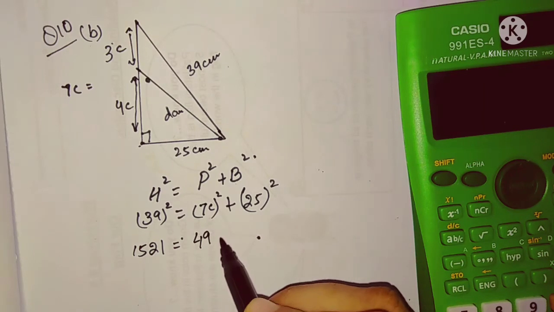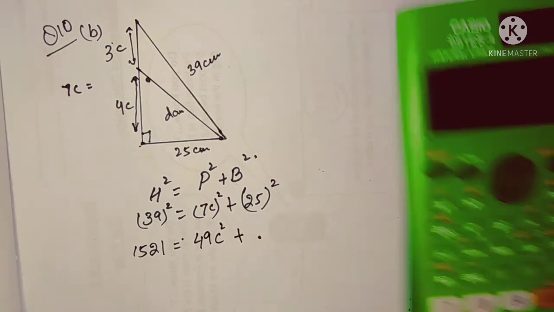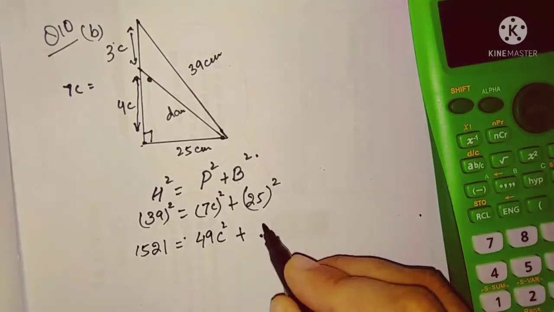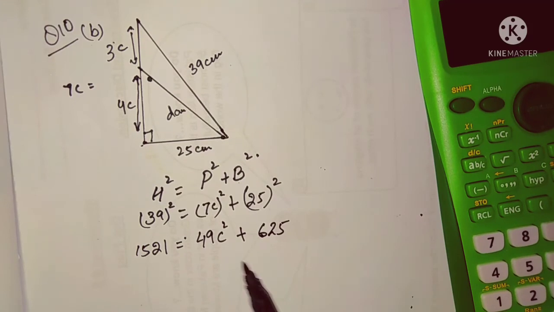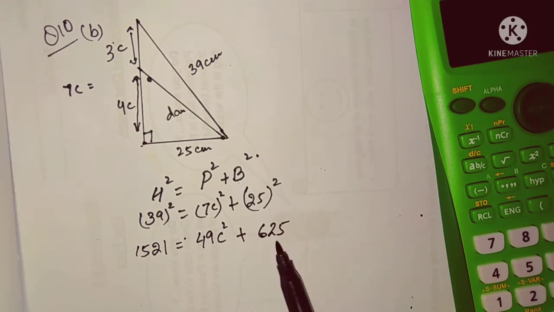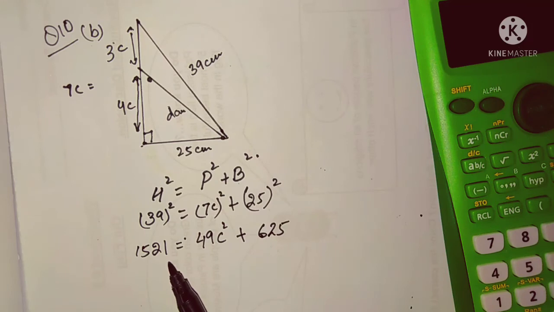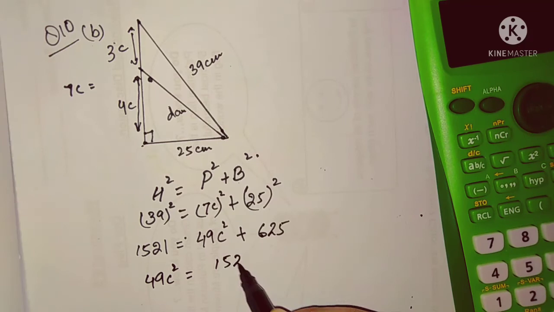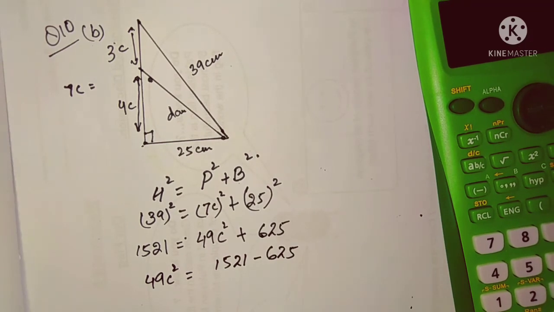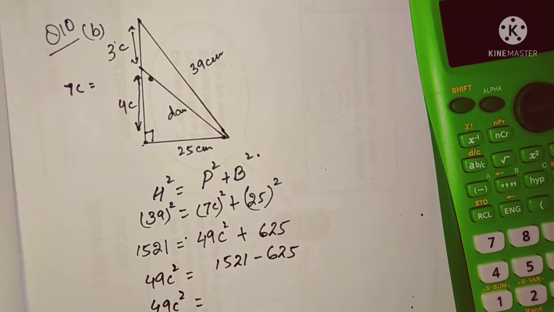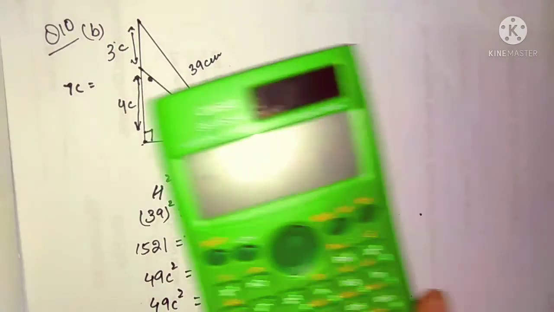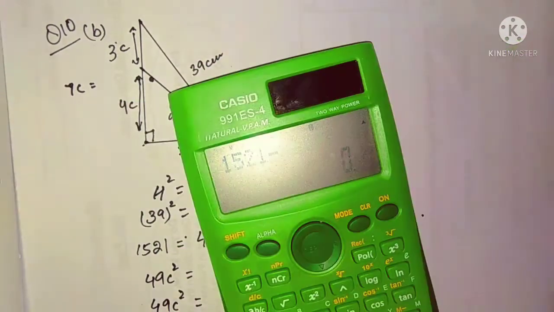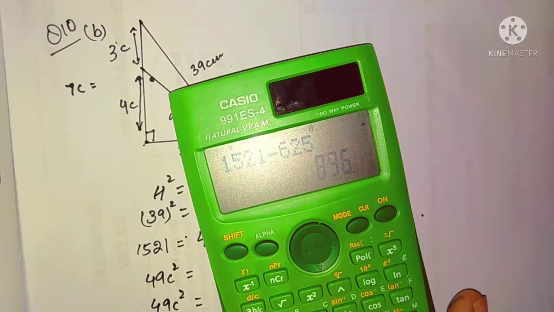Now 39 square will be equal to 1521. Now 7c square will be equal to 7 7s are 49, and c square I will write as it is, plus 25, and you will take the square of 25. But you will get 625. Now we have to find out the value of c. So I'll move this 625 to this side. It was adding over here, so it will come to this side and be subtracted. So 49 c square will be equal to 1521 minus 625.